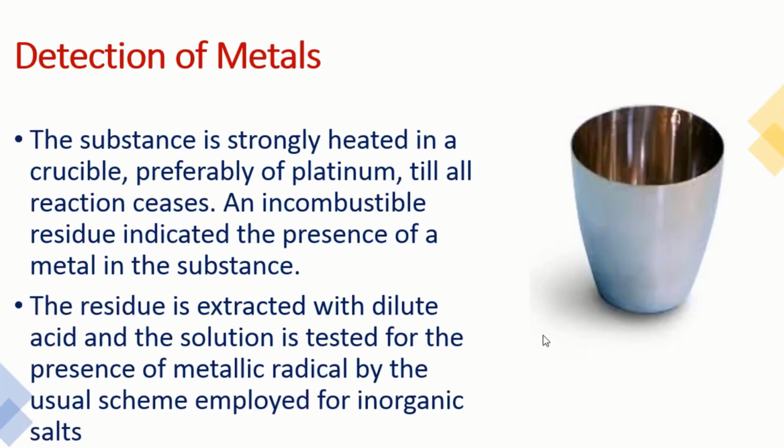Then lastly, if there is some presence of metals, for that purpose we heat the compound in a crucible, just like a china dish we know. It is made of platinum, and after the heating, all the reaction stops, and some residue is present which will not burn. That residue shows the presence of metal. Then this residue is extracted, meaning we add some acid and water, and perform the tests for metallic radicals by the usual scheme used for inorganic salts, for example sodium ion, potassium ion. So these are the tests for the identification of the elements.